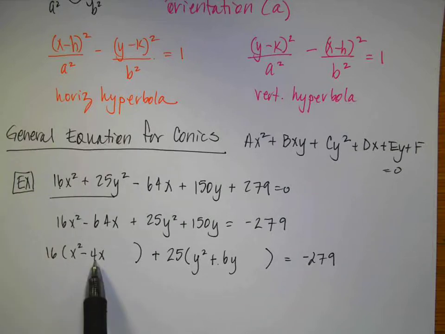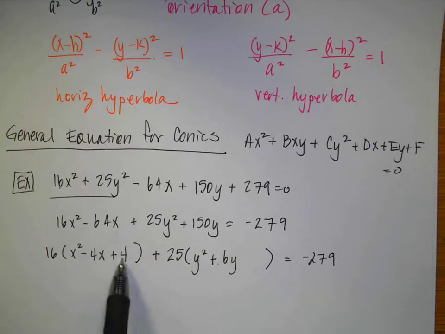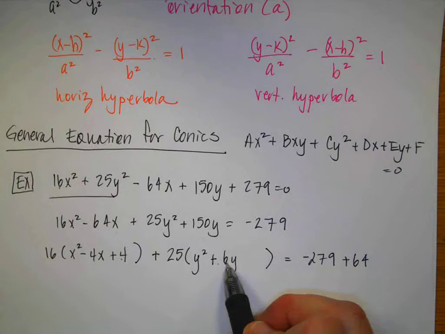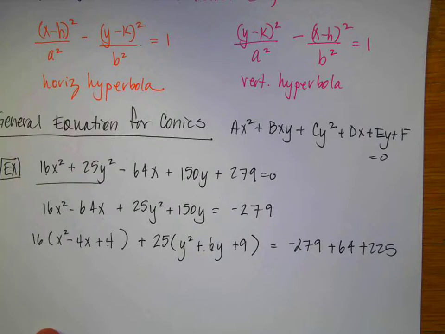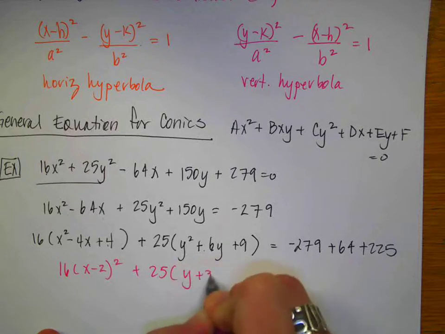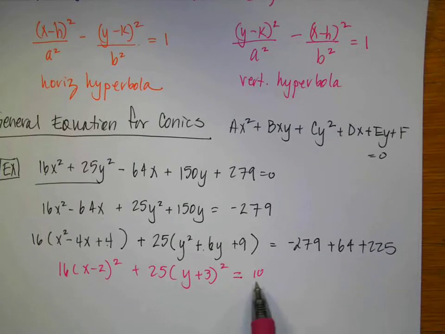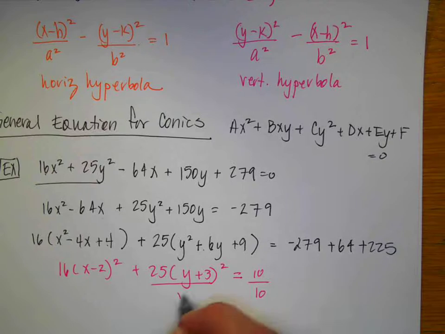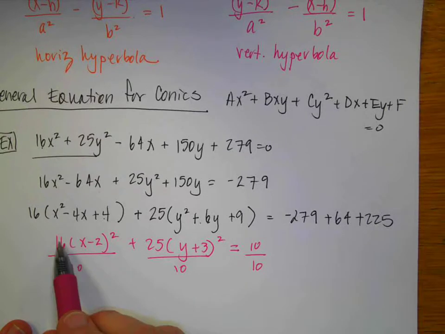Now I'm going to do completing the square twice, remembering that I have to distribute this term on the outside. So half of 4 is 2, squared is plus 4, and then 16 times 4 is 64, so I have to add 64 to that side of the equation. And then half of 6 is 3, squared is 9, and 25 times 9 is 225. Okay, so now I've done the completing the square part. Now I need to just factor. So I'm going to have 16 times (x minus 2) quantity squared plus 25 times (y plus 3) quantity squared is equal to 10. Okay, remember a standard form, I want a 1 over here, so I'm going to divide by 10, divide by 10, divide by 10.